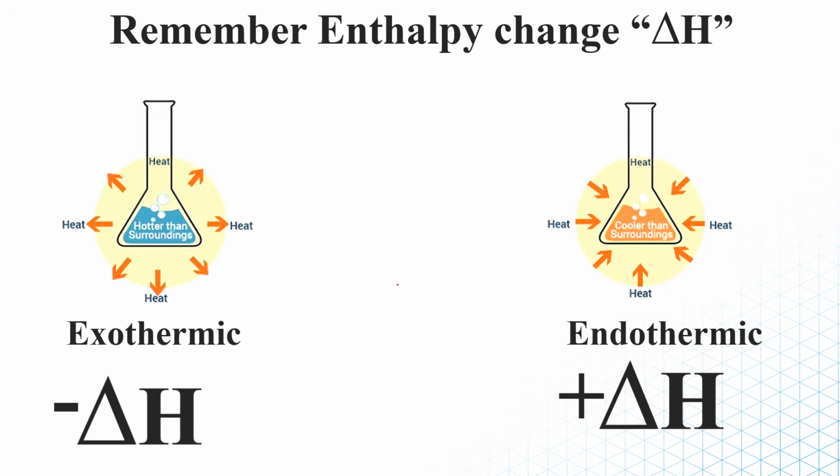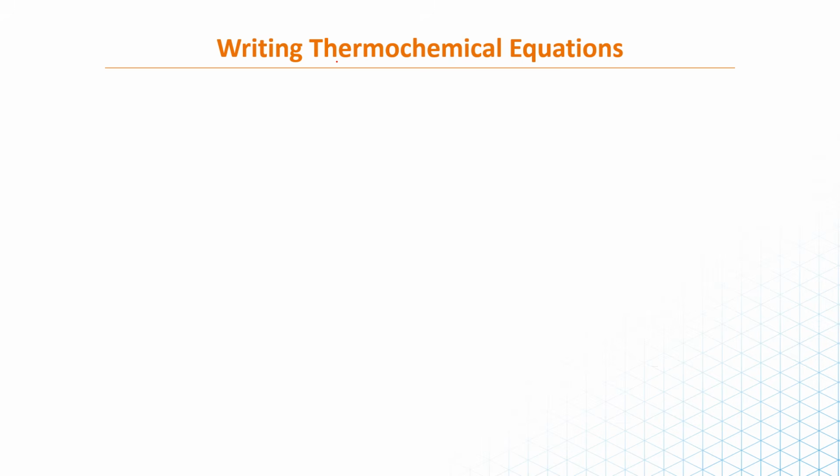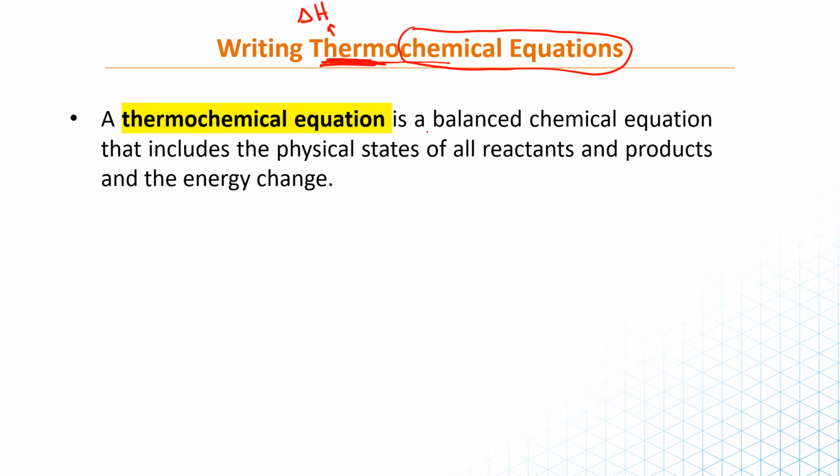All right. Okay. So now, writing a thermochemical equation. In grade 10 advanced, we learned about chemical equations, right? Now we added the word thermo. Thermo means you need to include delta H. So what is a thermochemical equation? It's a balanced chemical equation that includes the physical states of all reactants.